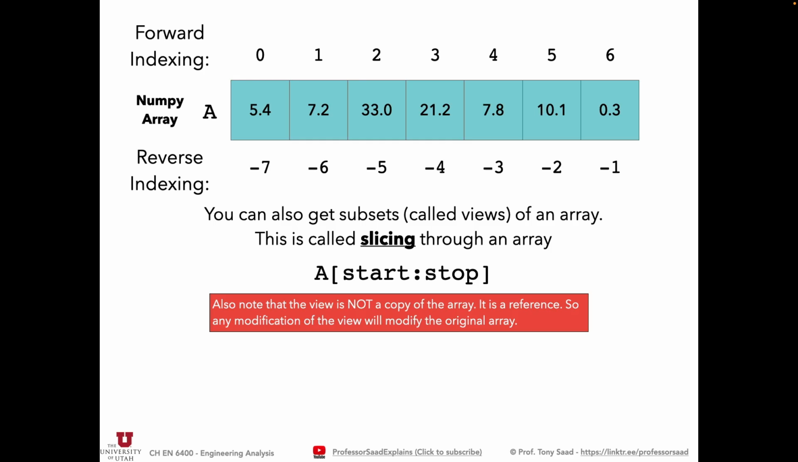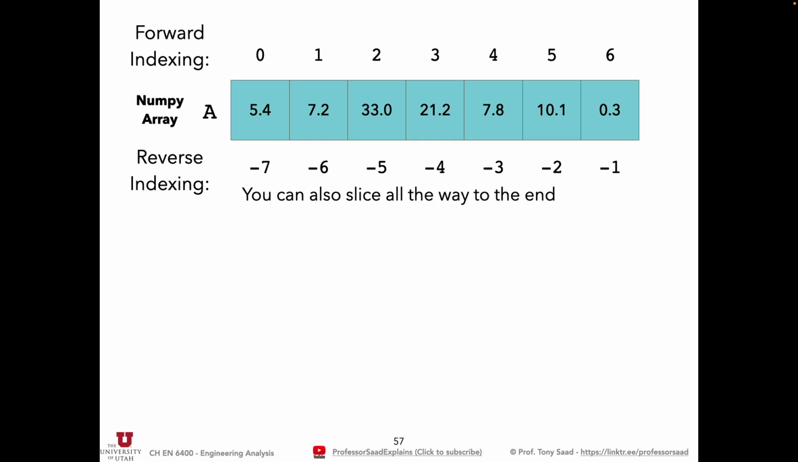It's not a copy, it's a reference. It's a view that's still pointing to the parent array. If you change anything in the view, you're really changing the master array as well. But the view allows you to do simpler operations on a subset of the array. Now you can also slice your way all the way to the end. So what if I want A3 and all the way to the end? I can just drop the last index here. If I drop the last index, it gives me everything from 3 all the way to the end. No questions asked.